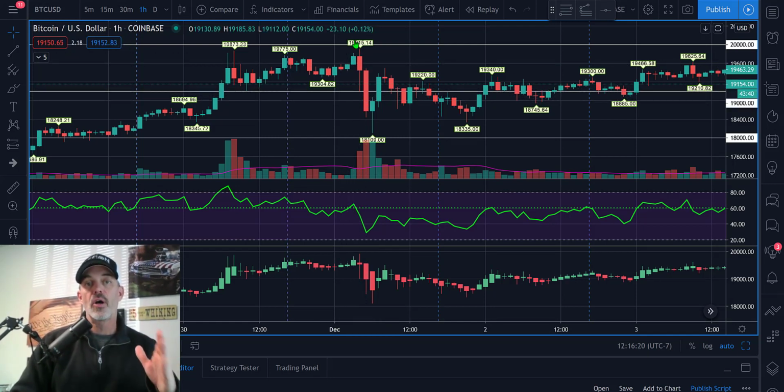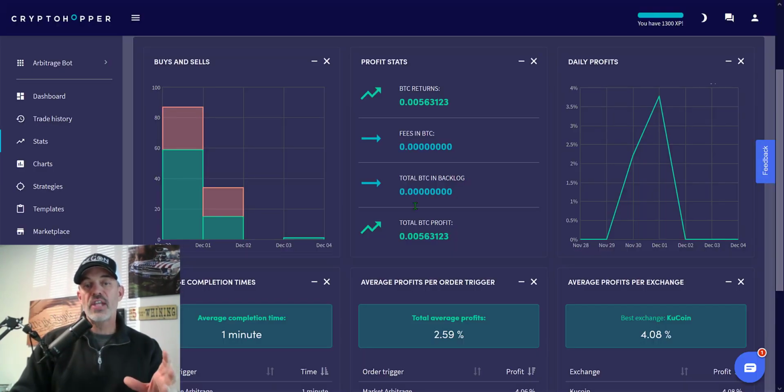The reality is an arbitrage bot is looking for volatility in the market, which creates differences in pricing on different exchanges. And with the market arbitrage bot, there's actually opportunities on the same exchange. Now, if we jump back over to the stat page, the average completion time was 1 minute, which is fairly quick. Total average profits is 2.5%. And then the best exchange for arbitrage turned out to be KuCoin with a 4% profit.